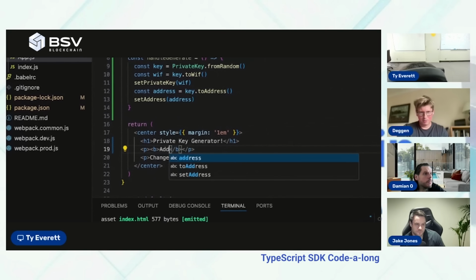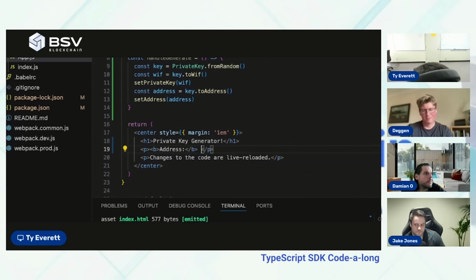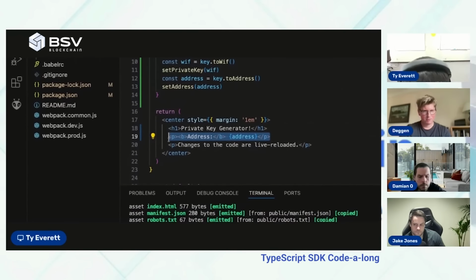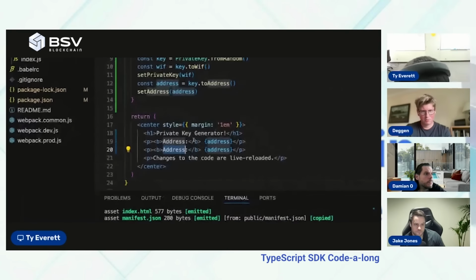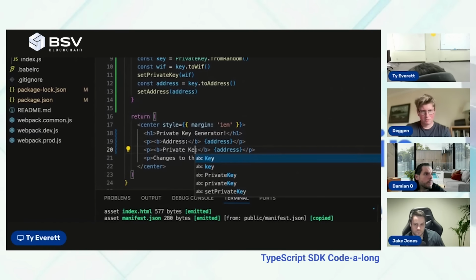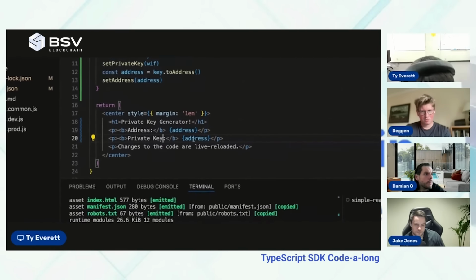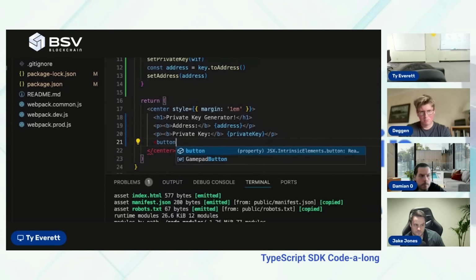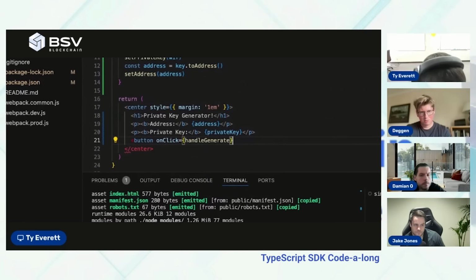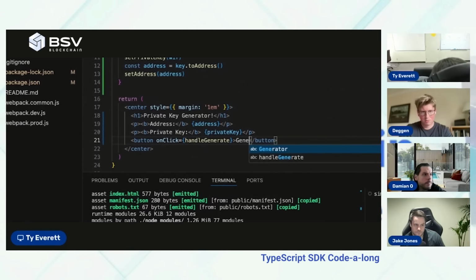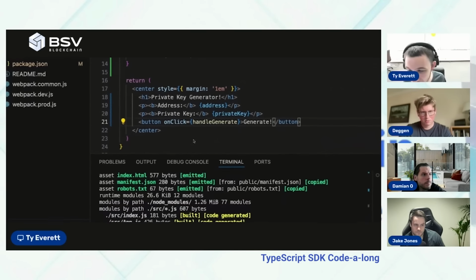So we'll just say our address, and then we're going to display the address out. And of course, we'll do the same with our private key, and then we'll throw in a generate button. Now if we just add a button, on click, handle generate, and we'll just put generate in it.